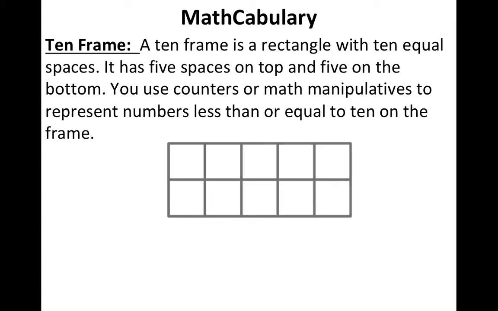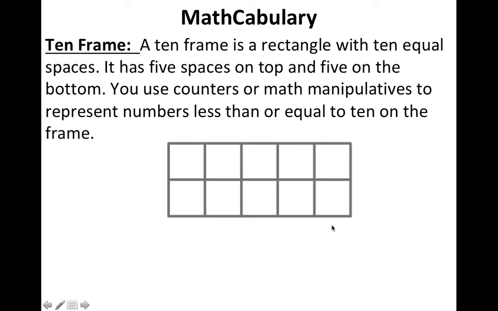Okay, so now let's do our math vocabulary. This is something that we've been doing for the last couple of days, but let's continue on. It says a 10 frame. A 10 frame is a rectangle with 10 equal spaces. It has 5 spaces on the top, 5 at the bottom.